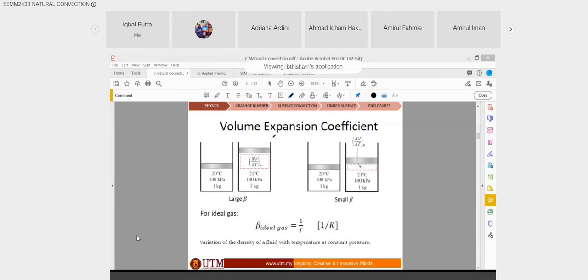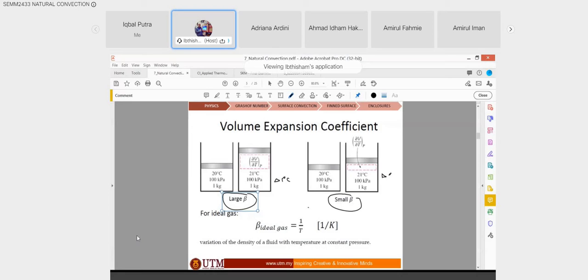So we have a volume expansion coefficient. Okay, volume expansion coefficient. So we have a large beta, small beta. If we heat this by a difference in temperature of 1 degree C, you see over here from 20 to 21, and this is also from 20 to 21. Delta T is 1 degree C. This one expands much larger than this one, because in this case, this gas has a large beta, or large volume coefficient, as compared to this one, which has a small volume coefficient.